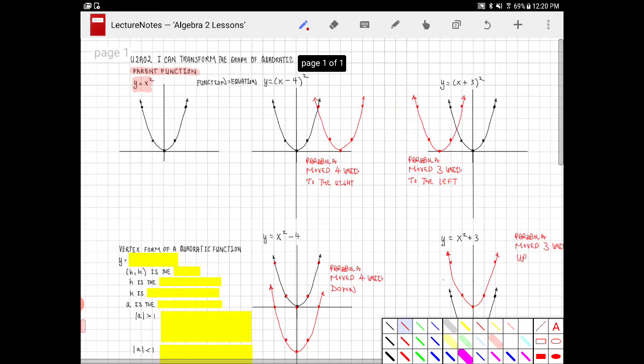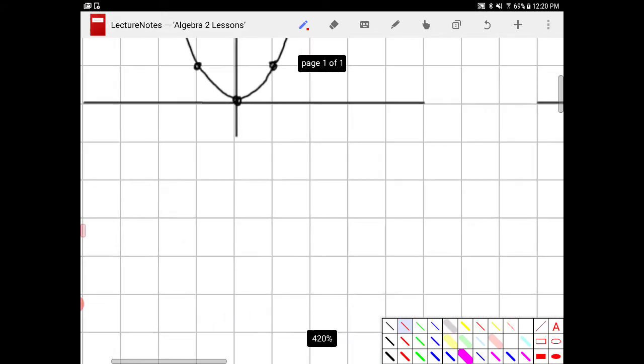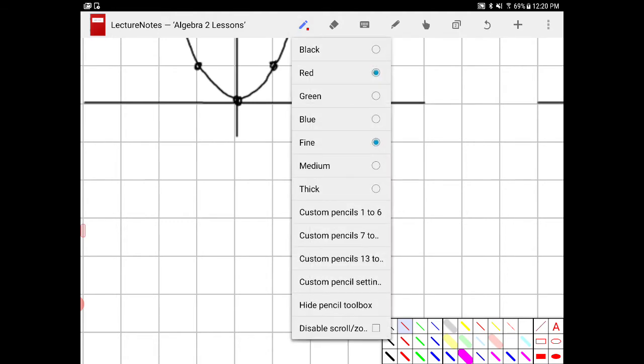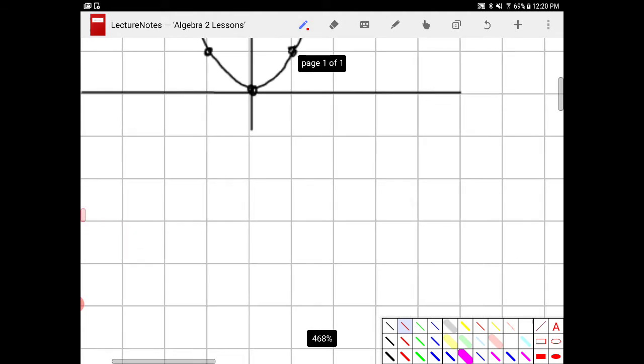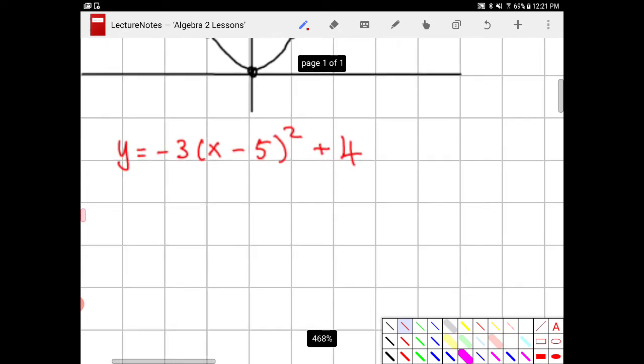So let's just summarize for a moment, right? If I give you an equation that looked like this, y is equal to, let's say, negative 3 times (x minus 5) quantity squared plus 4, how would this parabola look different from the parent function, from the parent parabola? Pause the video, see if you can answer that.